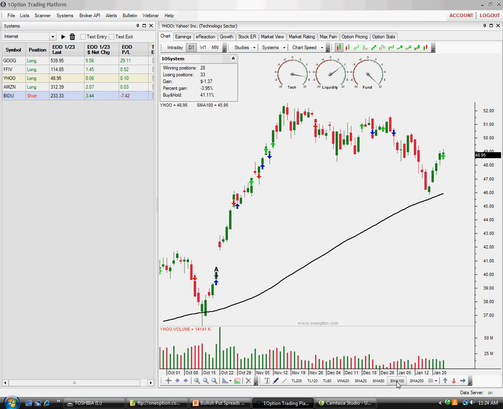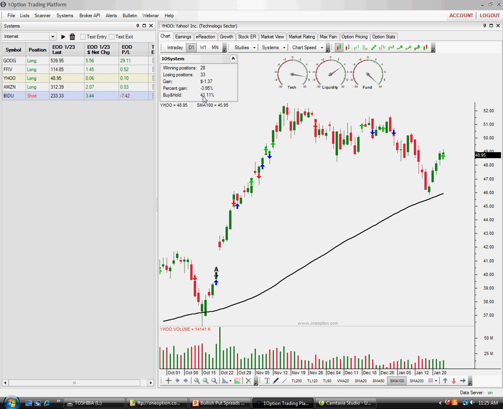Now we want to always overlay our major moving averages. So the 200 is so low that it doesn't really provide us with any kind of safety net, but that 100 does, and that happens to be that $46 price level. So I don't like the trade personally, but if I were going to do one, it would be keying off of that $46 support.